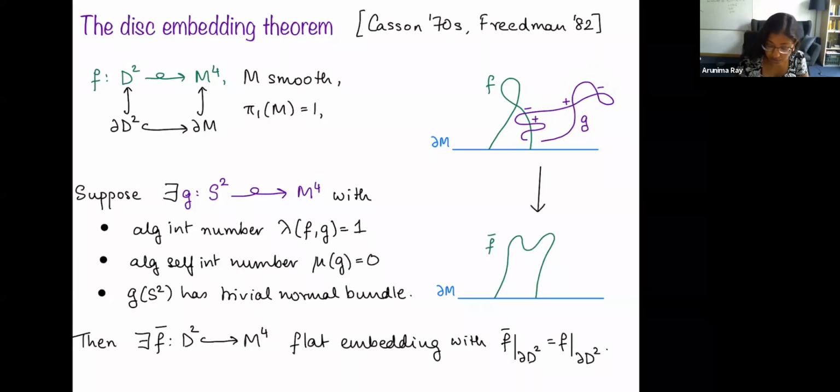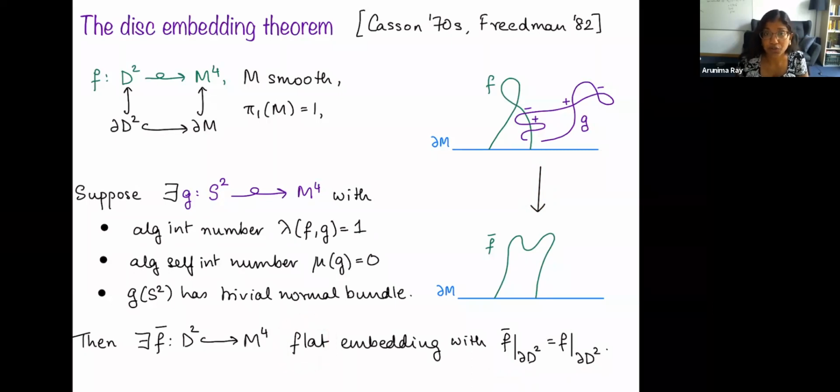And in this situation, what Freedman told us, based on constructions of Casson, is that I can actually replace my F by an embedding F bar. It's the same as F on the boundary, even including some framing information. And then it's a flat embedding, not necessarily a smooth one.